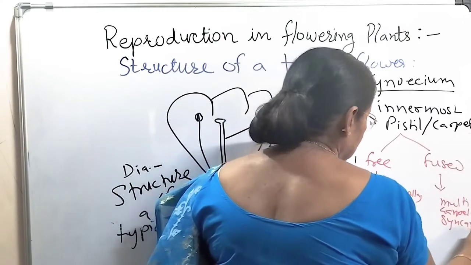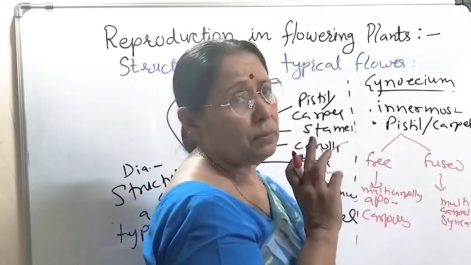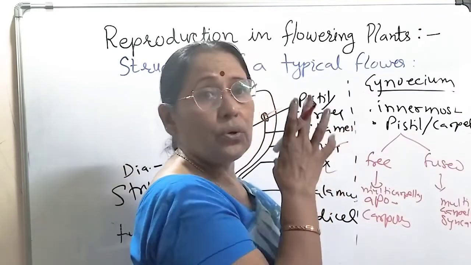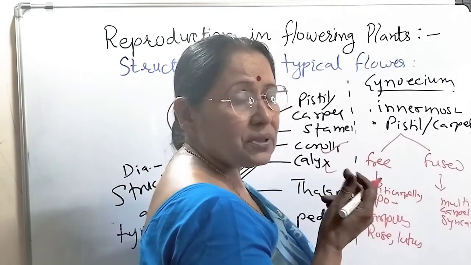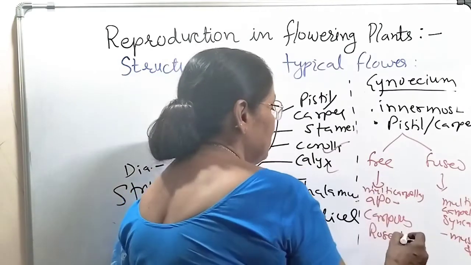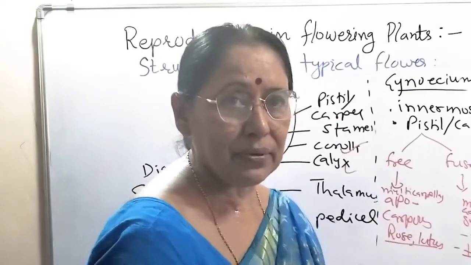Syncarpus means fused together. फ्री वाले का एग्जाम्पल याद है? ये एग्जाम्पल्स याद रखना बहुत ज़रूरी है बच्चों. किसी तरह से रिलेट करते हो. This is actually rose and lotus. Whereas the fused condition that you find in mustard and tomato. Mustard, tomato. सारे पॉइंट्स कवर हो गए.